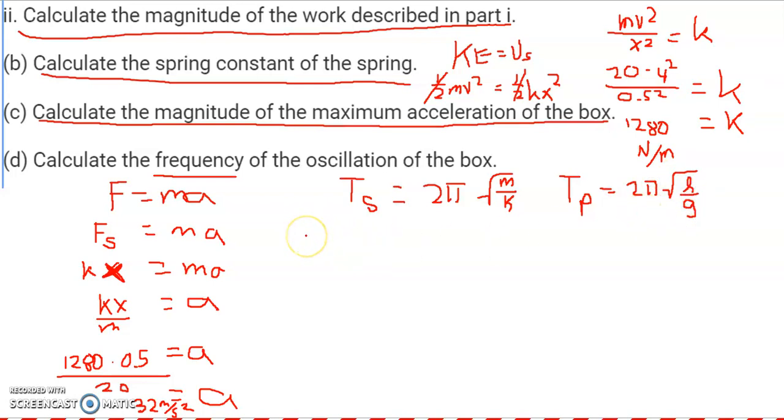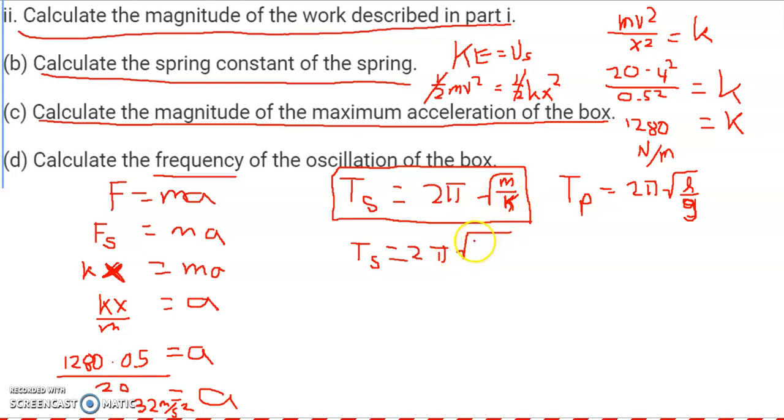So remember, we were talking about this, how the period of a spring is only based off of the mass of the object and the spring constant, whereas the period of a pendulum is only dependent on the length of the string and the gravitational constant. Since we're dealing with a spring, we're going to use the period of a spring. The period of a spring is equal to 2 pi, and then the square root of the mass, which was 20, divided by the spring constant, which was 1280.